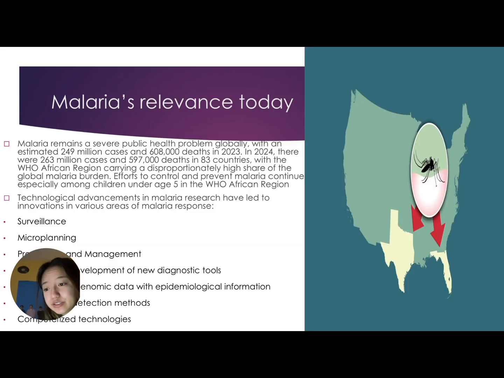Malaria's prevalence today. Malaria remains a severe public health problem globally, with an estimated 24 million cases and 608,000 deaths in 2023. In 2024, there were 263 million cases and 597,000 deaths in 83 countries, with the World Health Organization Africa region carrying a disproportionately high share of global malaria burden. Efforts to control and prevent malaria continue, especially among children under the age of 5 in the African region.